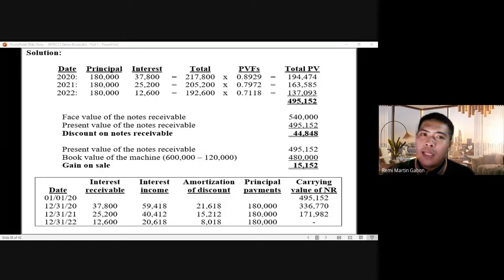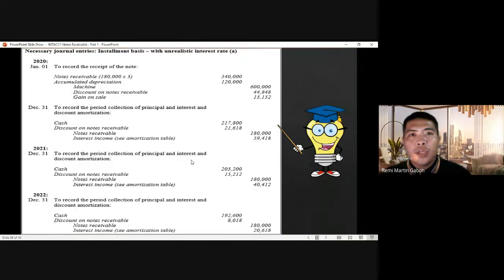Don't worry, we'll still have the same analysis when we get to the non-interest bearing. So let's proceed to the journal entries. Notes receivable, 180,000 times 3, that's still 540,000. Credit machine, 600,000. Discount, 44,848. Gain on sale, 15,152.